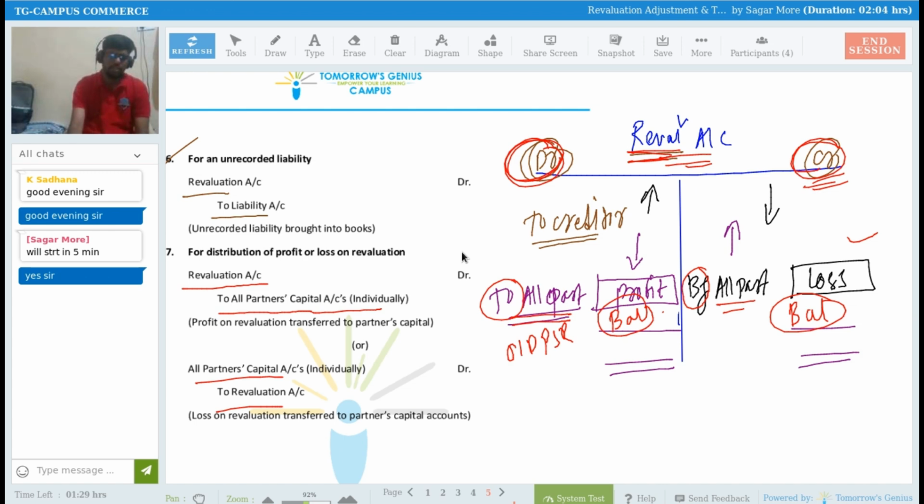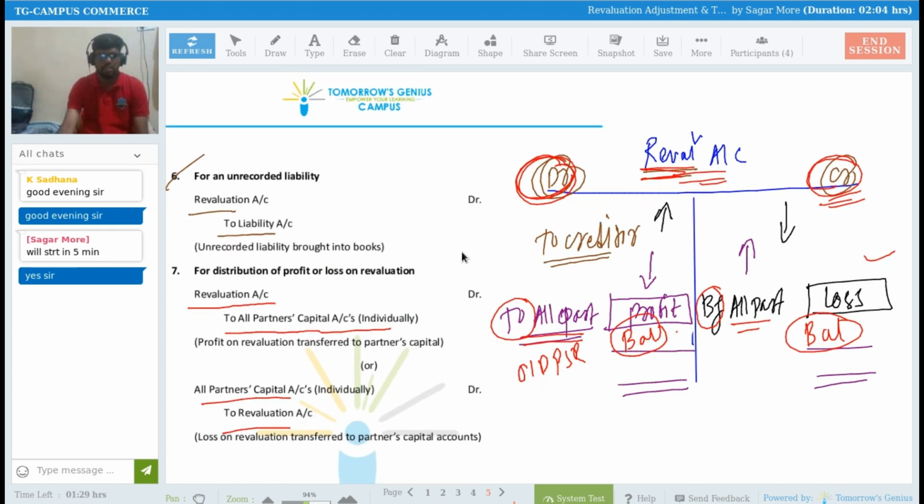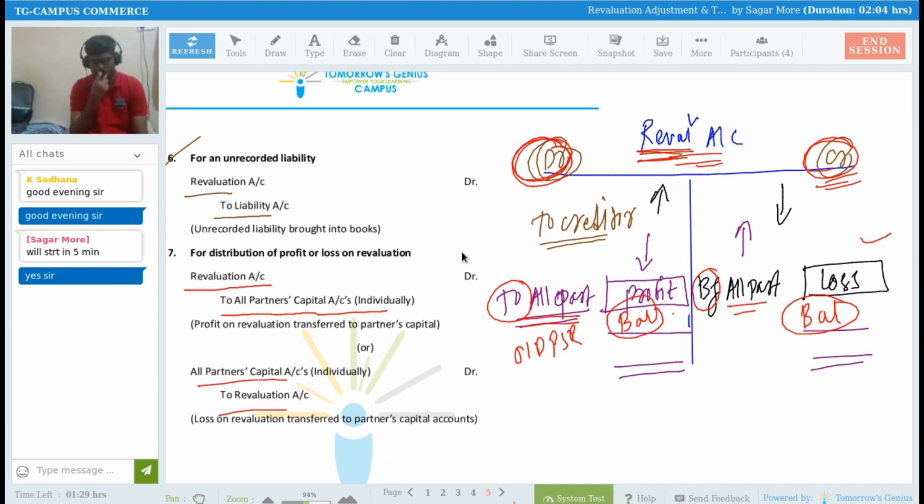Understood this journal entry? Partharthi, Sadhana, Dhanushri. Any doubt in this? Okay, Partharthi. Okay, Sadhana. Okay, Dhanushri. Okay, I'm moving further now.